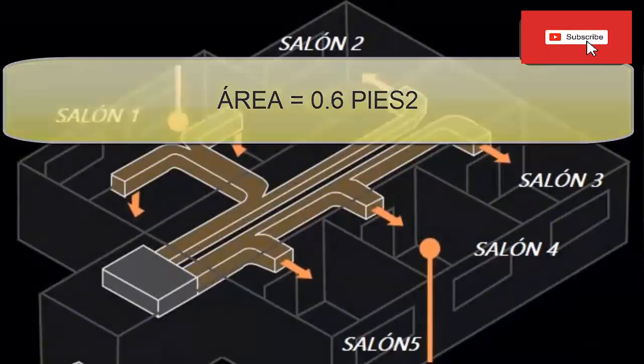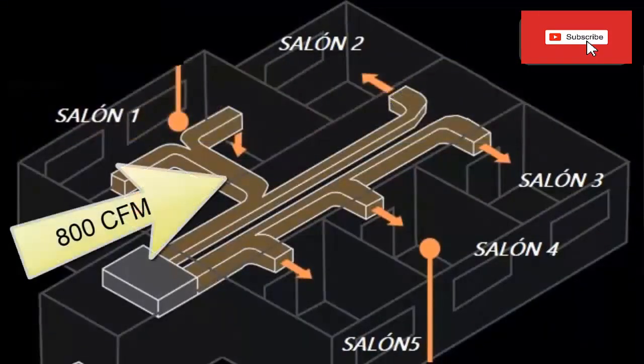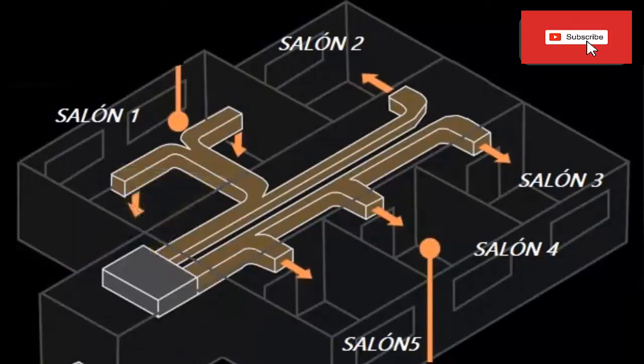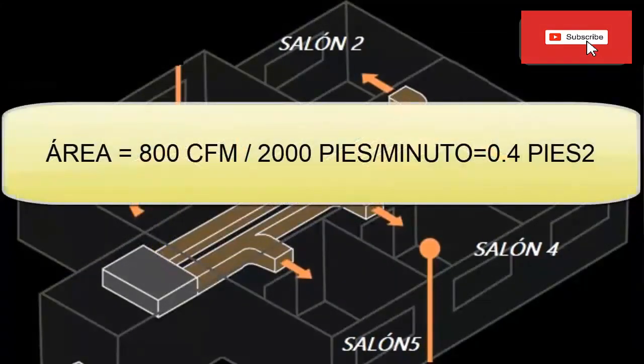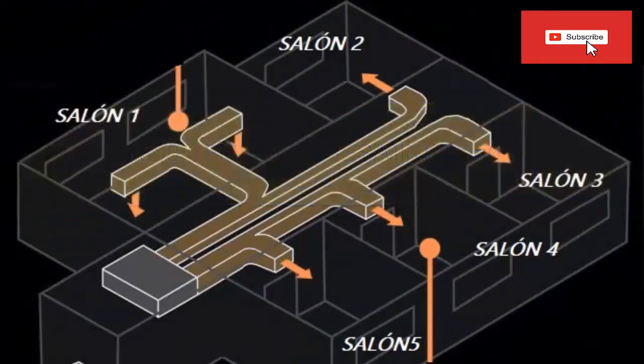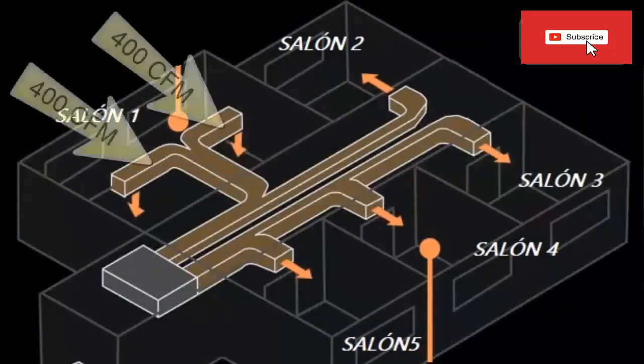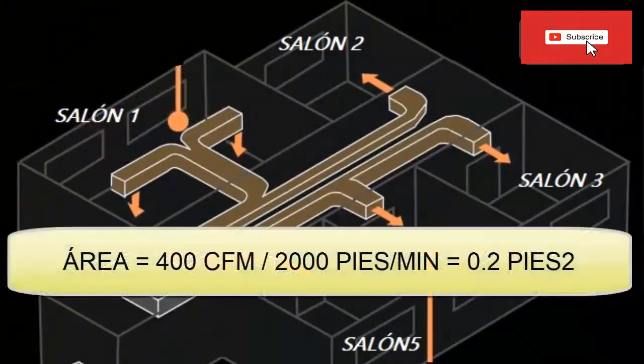The part of the duct, which goes to room number 1, handles 2 tons of refrigeration. Thus, for this duct, we have a flow rate of 800 cfm. Dividing this flow by the recommended velocity of 2000 feet per minute, you get an area of 0.4 square feet for that duct. For the branches, which handle only 1 refrigeration ton, there is a flow of 400 cfm. Dividing this flow rate by the recommended velocity of 2000 feet per minute gives an area of 0.2 square feet.